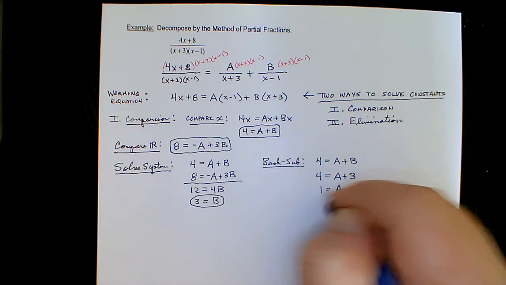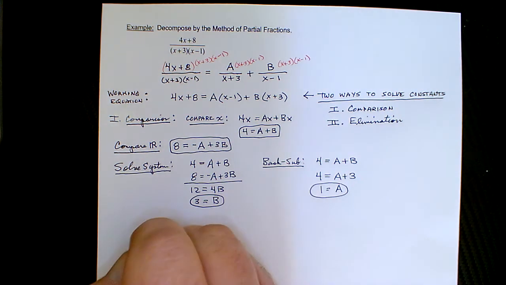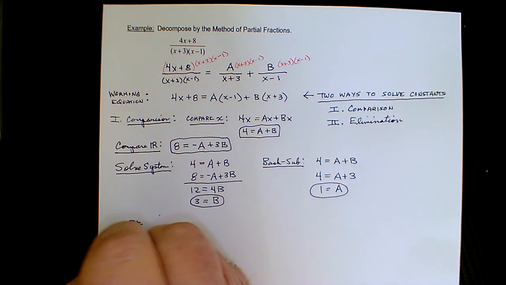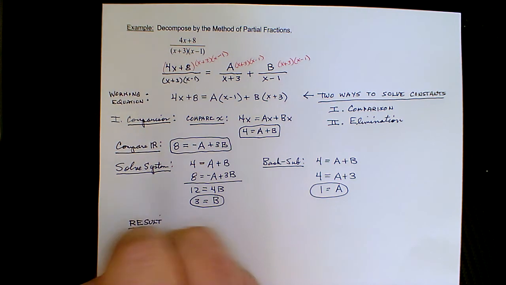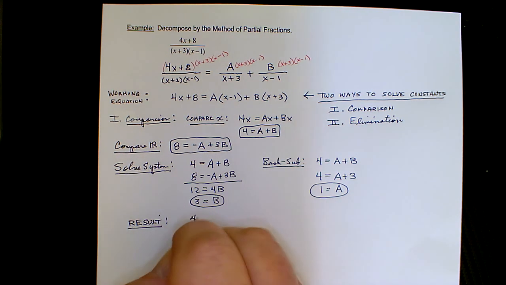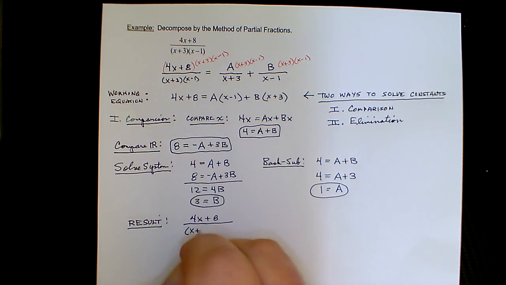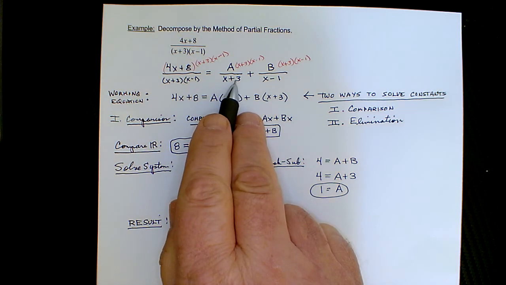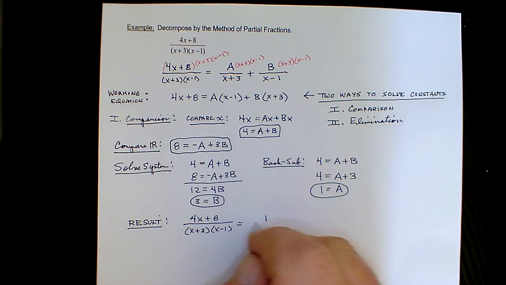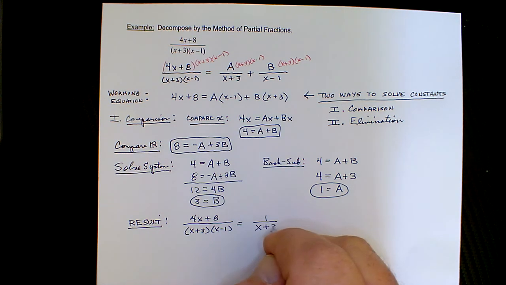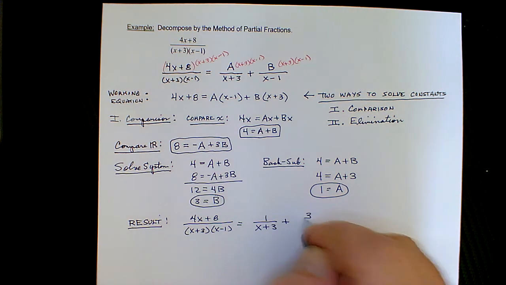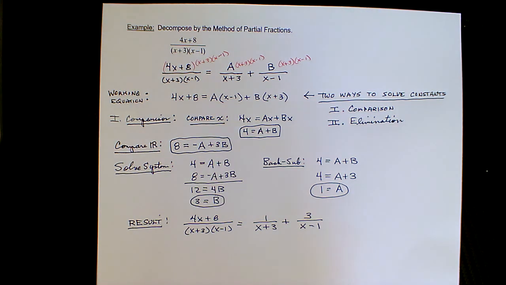And a is 1. So basically what we've shown, the result, is that 4x plus 8 over x plus 3, x minus 1 is now equal to, if you go back to the original partial fraction decomposition, a over x plus 3, that would be 1 over x plus 3, and then plus b. B was 3 over x minus 1. So that's using the comparison method.